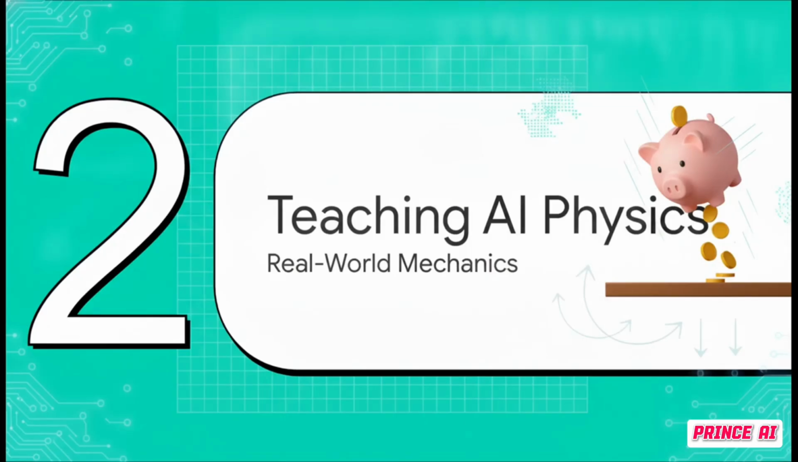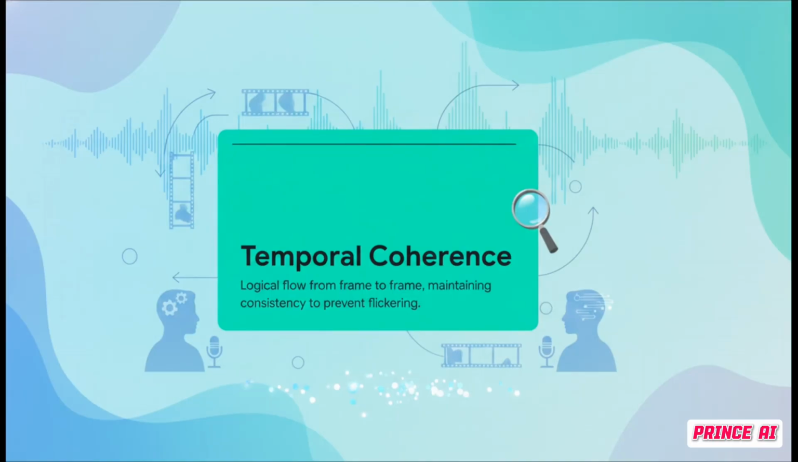Moving right along to Section 2, Teaching AI Real-World Physics. To really wrap our heads around this, we have to ask a pretty critical question. How does the AI know how a heavy piggy bank falls without just guessing, or accidentally turning it into a melted puddle midair? Well, the holy grail here is temporal coherence. That just means a logical, artifact-free flow from one frame to the very next. And to get there, researchers built systems like PhysGen that bake explicit, real-world physical principles straight into the generation process.